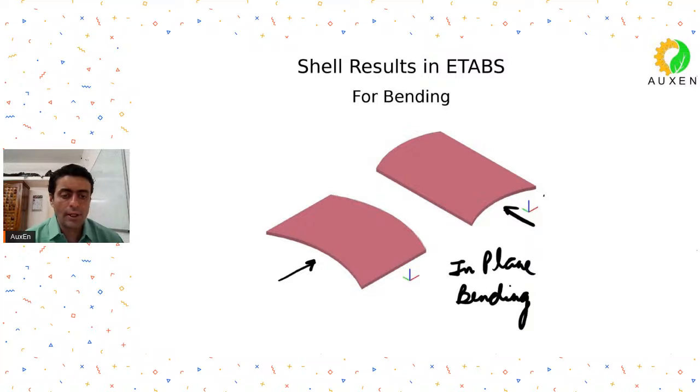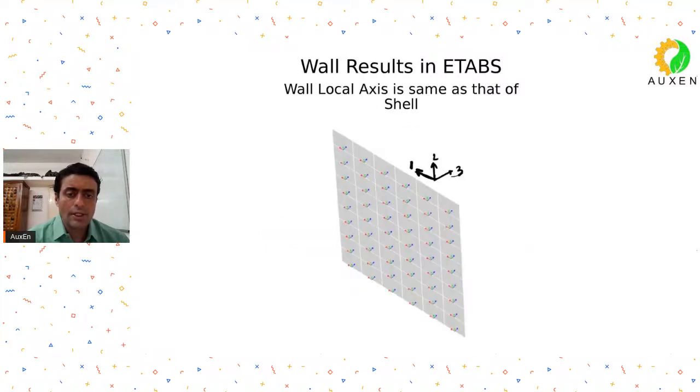We have to provide collector elements. We have to design beam elements to carry a lot of axial loads due to the diaphragm action and all those things. Anyway, I just thought I would include this image so that we can understand the in-plane bending behavior of your shells. Now, this is how to interpret wall results in ETABS.